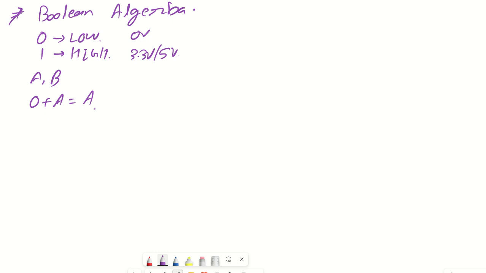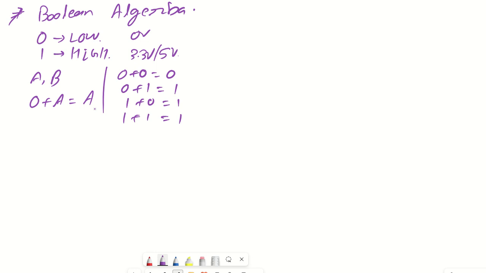Similar to that, I can have Boolean algebra expressions like 0 plus 0 is going to be 0, then 0 plus 1 is going to be 1. Then 1 plus 0 is going to be 1 again, and 1 plus 1 is going to be 1 again. So this is how the combination is there.